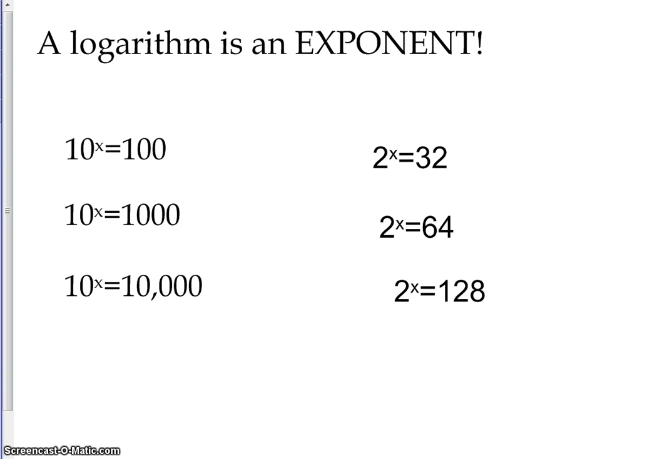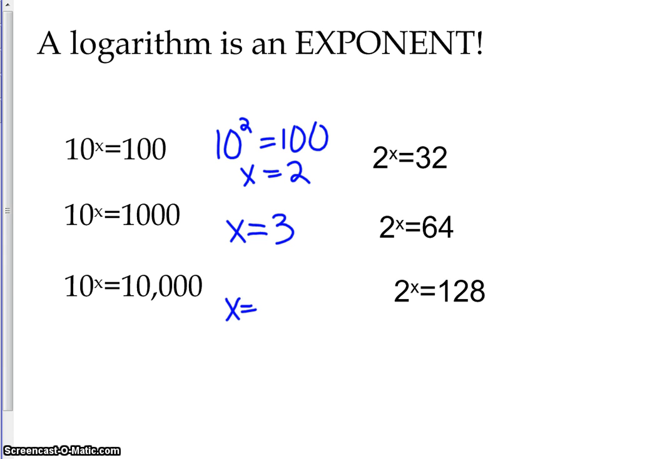So let's just start off with some different things. What's 10 to what value equals 100? And hopefully in your head you're saying, well, Mrs. Kennedy, 10 to the second equals 100. Therefore, in this equation, x would equal 2. Same theory, 10 to the third equals 1,000, so x would equal 3. 10 to the fourth equals 10,000, so x would equal 4.